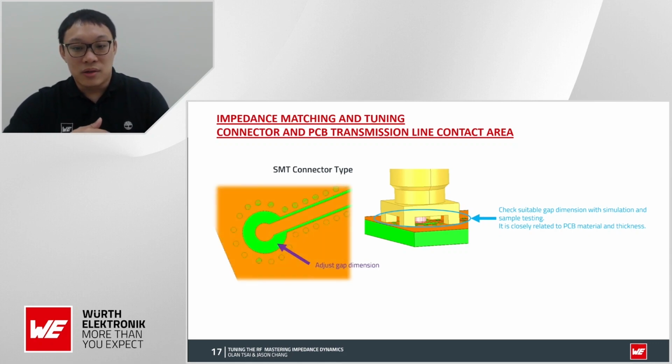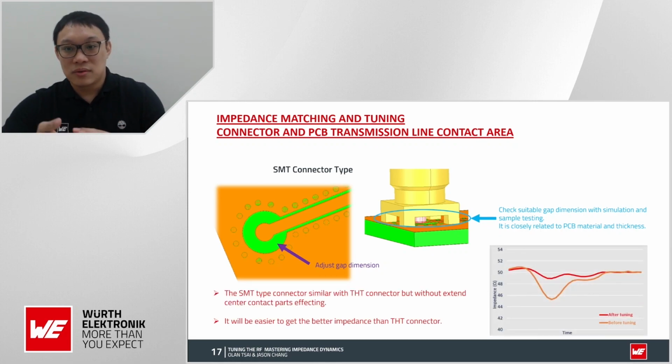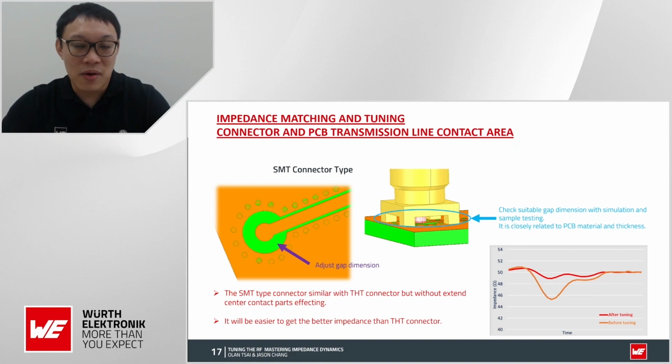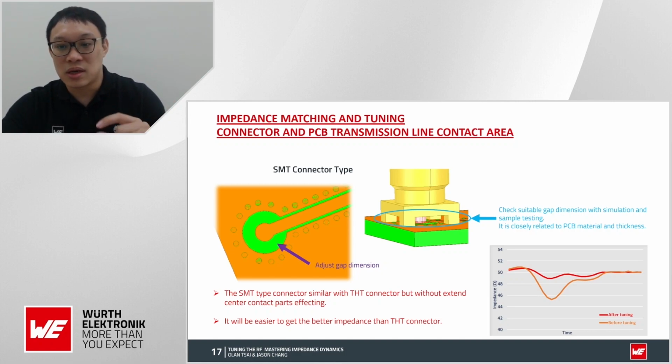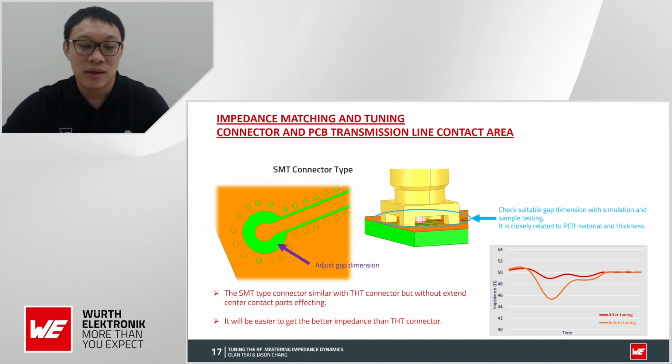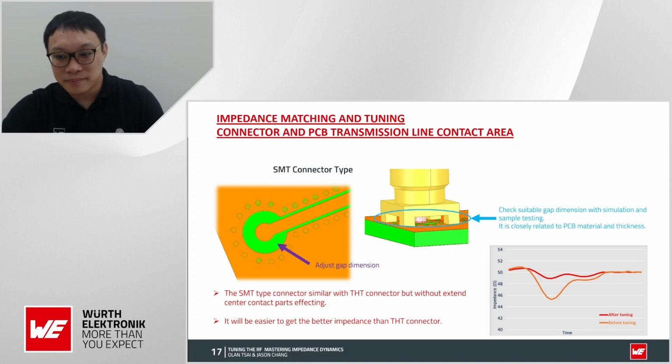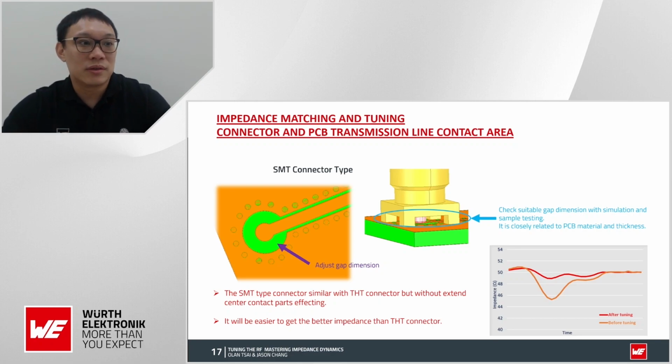And then you can try to adjust the gap dimensions, which is the only two directions you can think about when you're using the SMT. SMT is much easier to tune compared to THT, as I said, because it does not really have the extended center contact. It's nothing to worry about. Then with these two points, you can get a better impedance result.